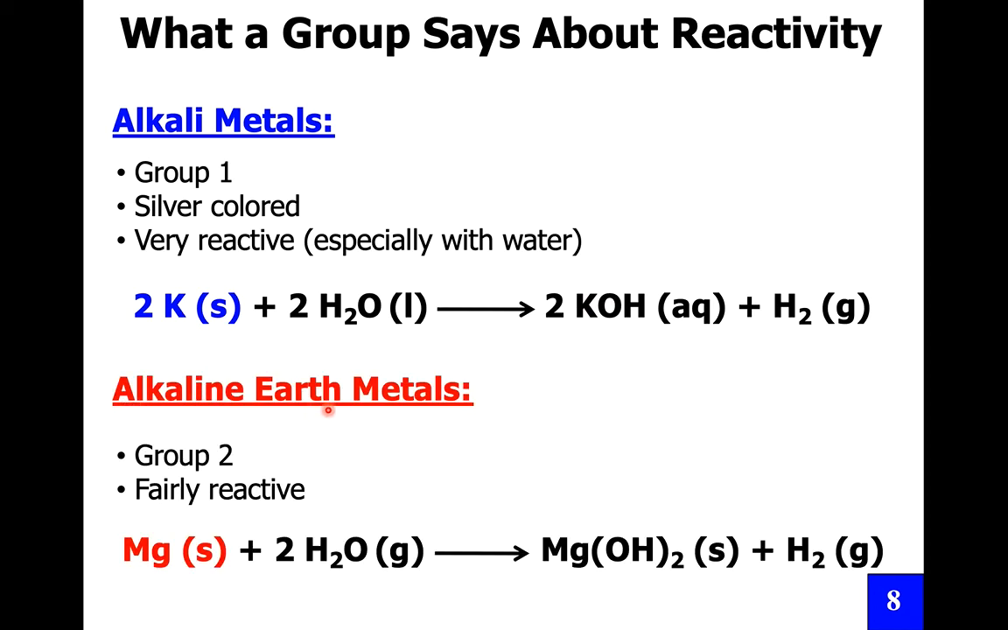And then the alkaline earth metals are less reactive, but they undergo the same sort of reaction. Magnesium, for example, will react with water to form magnesium hydroxide and hydrogen. You'll notice the difference here is magnesium, which easily gives up 2 electrons. You only need 1 magnesium to make one hydrogen, whereas here you need 2 potassiums to make one hydrogen, because each potassium can only give up 1 electron, whereas each magnesium can give up 2 electrons.